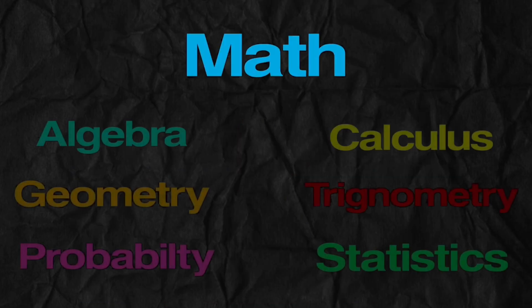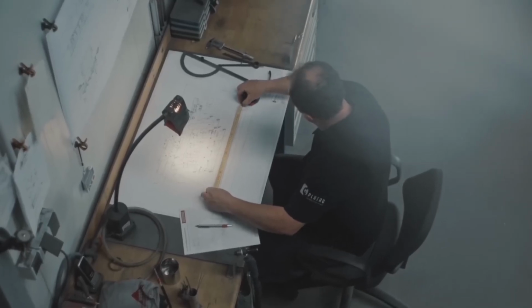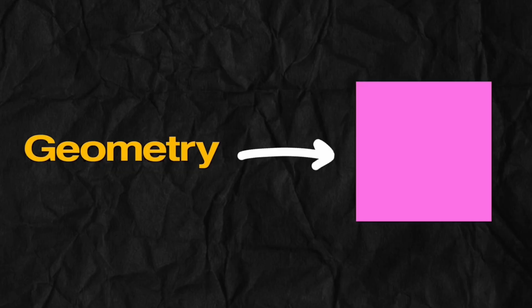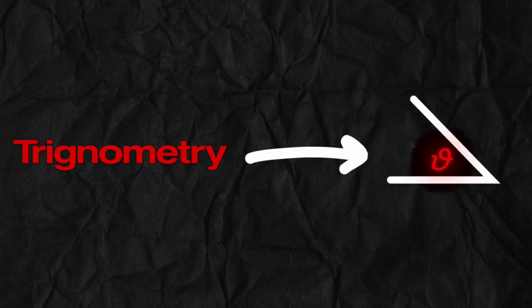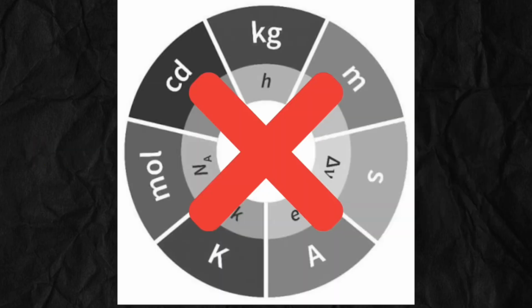The second mistake is treating each branch of math as separate. In practice, most real problems require several branches at once. An engineering problem might need geometry to define the shape, algebra to set up relationships, trigonometry to handle angles, and calculus to find the optimal design. The branches are connected.